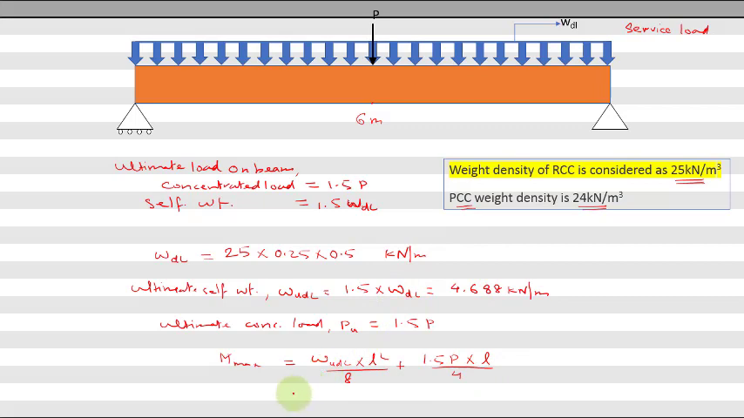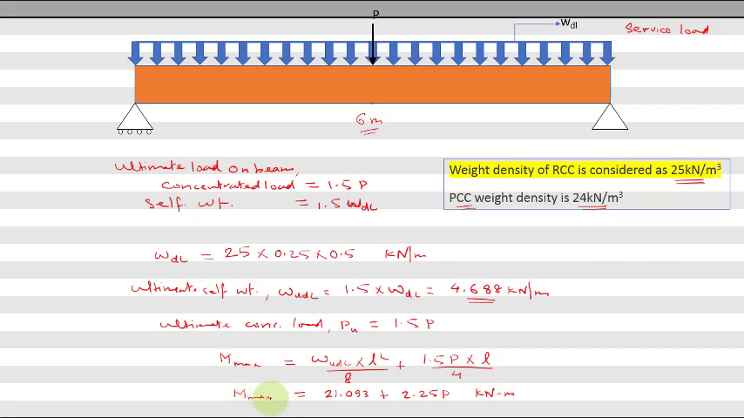Now I can substitute the value of WUDL from here. Length of the beam is 6 meter. If you substitute the value of WUDL and L in this expression, you are going to get 21.093 kilonewton meter plus, if I substitute the value of L as 6 meter and simplify this, you are going to get 2.25 P, unit will be kilonewton meter. This is your maximum moment.